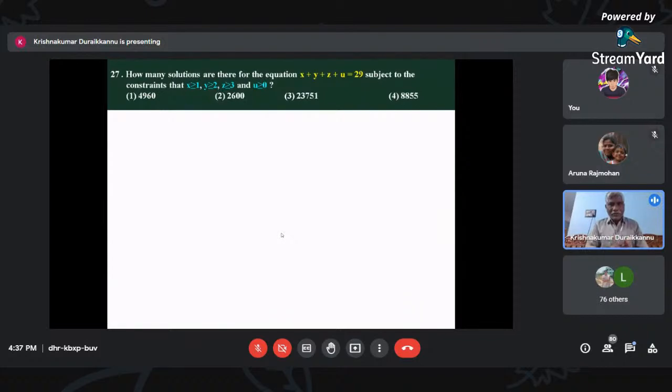This question, I think, is from 2019. How many solutions are there for the equation x plus y plus z plus u equal to 29, subject to the constraint that x is greater than or equal to 1, y is greater than or equal to 2, z is greater than or equal to 3, and u is greater than or equal to 0?